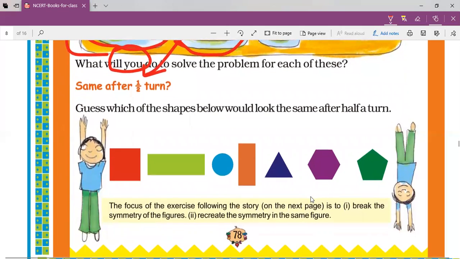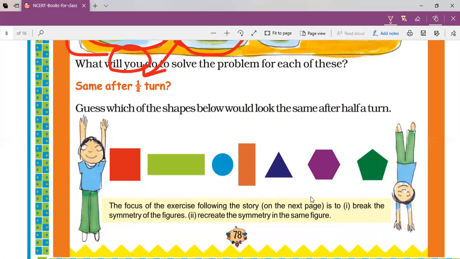Now, some shapes they have given here: square, rectangle, circle, again a standing, horizontal rectangle, triangle. Then which shape is this? Hexagon, then pentagon. So what you have to do is trace the outline on a small piece of paper, and cut that outline.